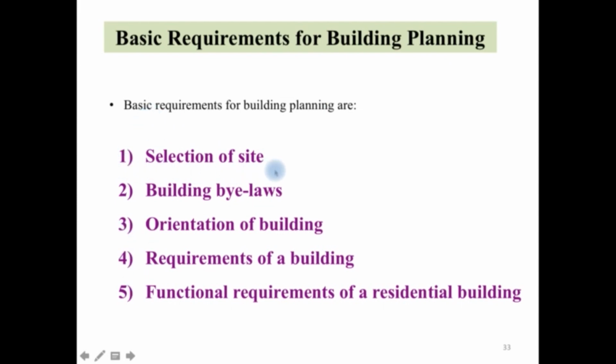Number one is the selection of site, that means what kind of plot is good for the construction of a residential building. Building bylaws is the second point, where we discuss the local authorities dealing with the laws of that area and what kind of parameters they set. The third point would be the orientation of building. Fourth would be the requirement of a building, the basic requirements, and one more, the functional requirement of that residential building. These are the five main points we are going to discuss in today's lecture. Let us take one by one.